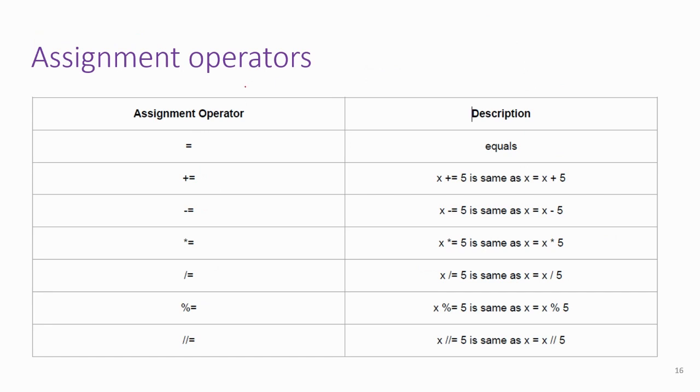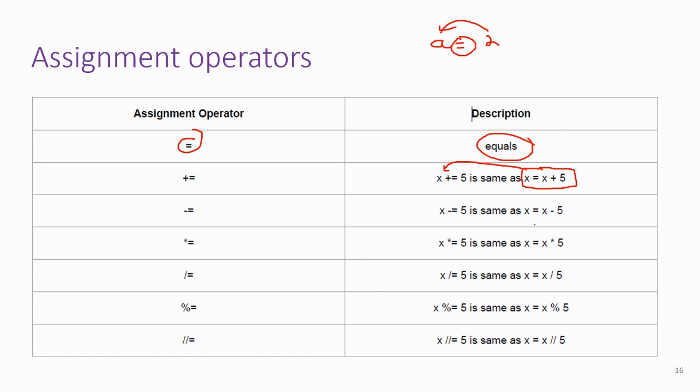Now we have some assignment operators. This is the assignment operator we have already seen. As I told you, when you assign some value to a variable, a equals 2, 2 will be assigned to a. So this single equals sign is the assignment operator. Now we have some combinations available here. If we want to write x is equal to x plus 5, there is a simple way: x plus equal to 5. Both will give you the same result.